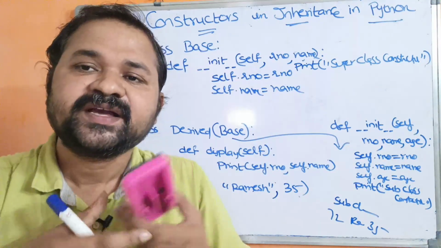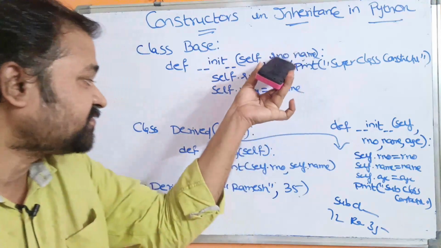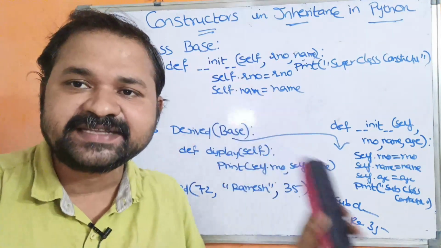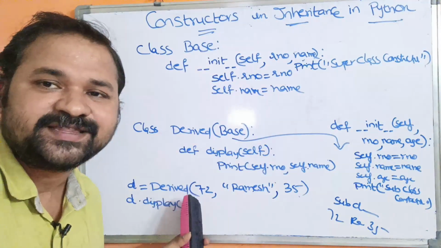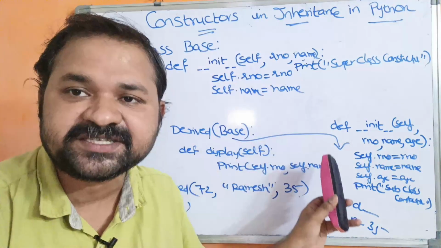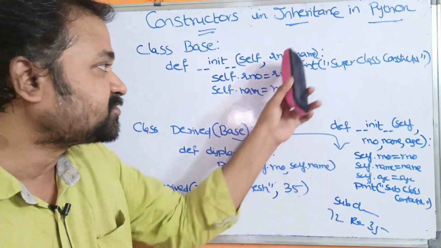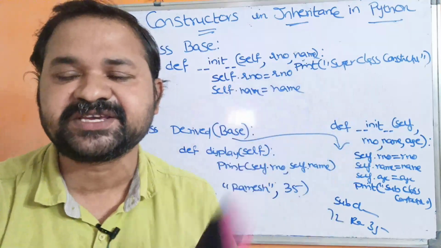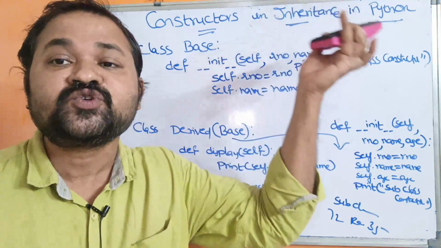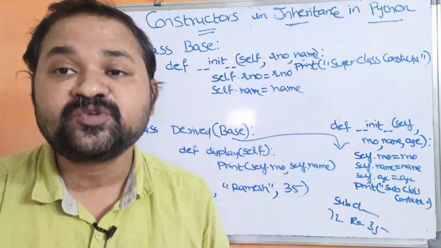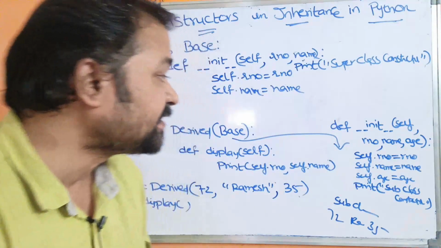So here the problem is, if the superclass as well as the subclass contains a constructor, and we create the object, then only the subclass constructor will be invoked. The superclass constructor won't be executed. So in this type of situation, how do we execute the superclass constructor? That should be done with the help of the super keyword.